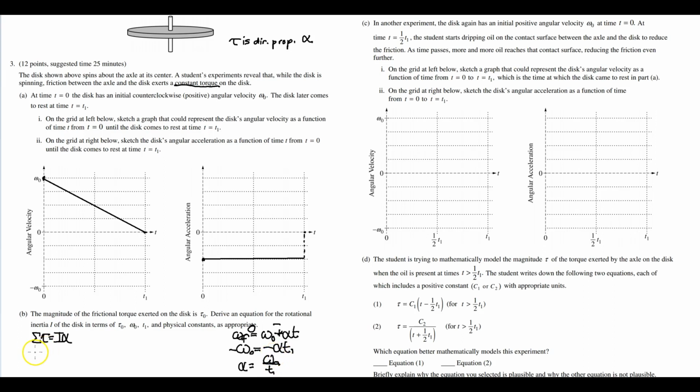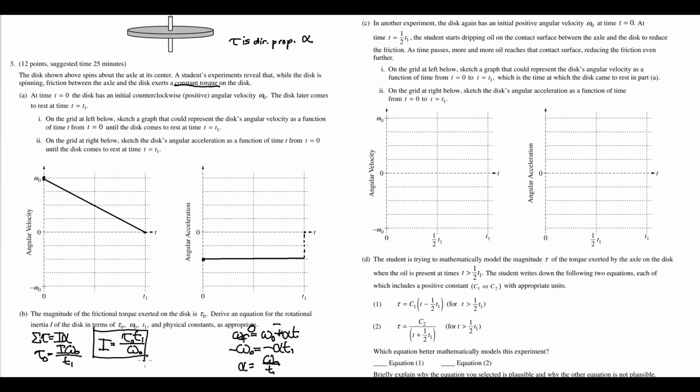Okay, so we have our frictional torque, which is the only torque acting on it, equals I times omega naught over t1. You can multiply both sides by t1 over omega naught, the reciprocal of omega naught over t1, to cancel out all the stuff on the right, and to solve for I, and we get I equals tau naught t1 over omega naught. And there we go. We just got our I. And it's in all the given quantities. So we basically solved this part B.